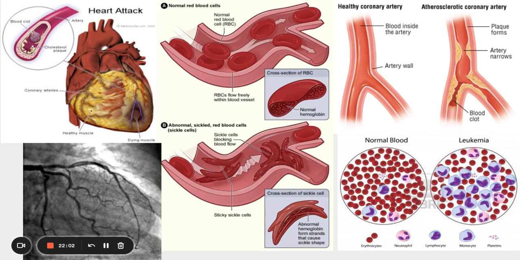We could see this is showing a blockage in the coronary arteries that feed the heart. Doctors image them using a catheterization where they inject a dye into the heart and use an x-ray to look at it, and they could see the blockages.